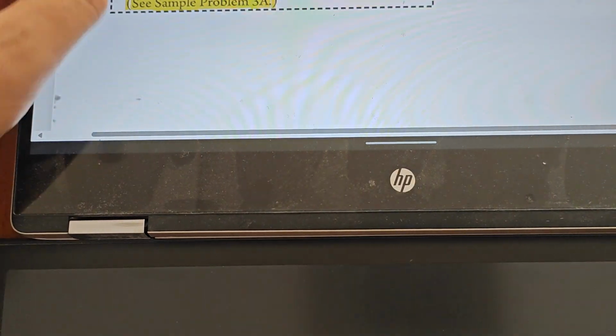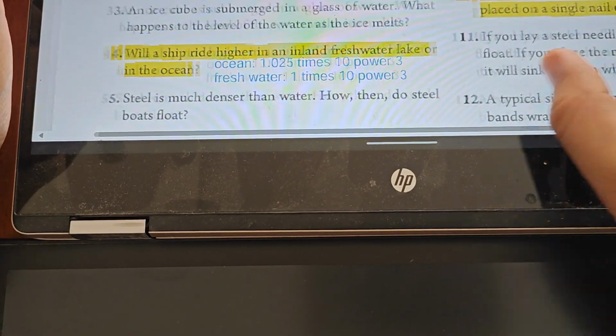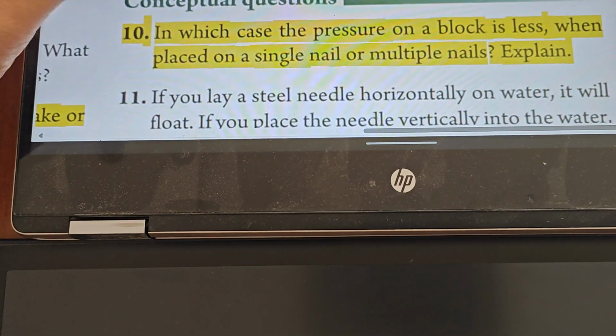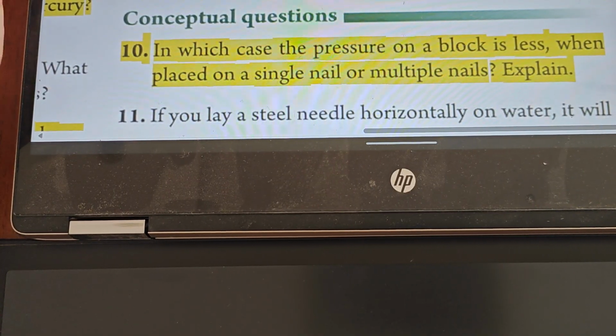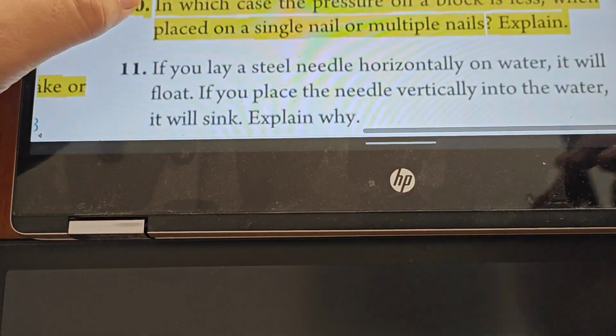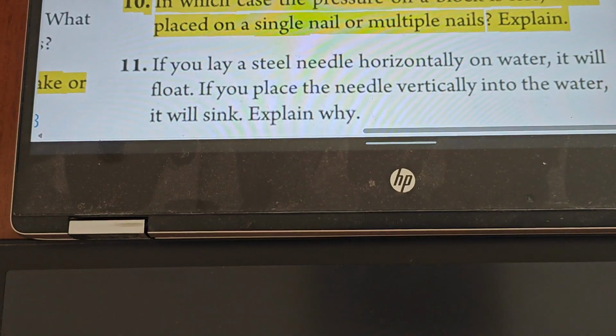So this is about question 8. And now we have question 10. Question 10 is a good question. In which case is the pressure on the block less? In which case do we have less pressure, when a single nail or multiple nails are placed?